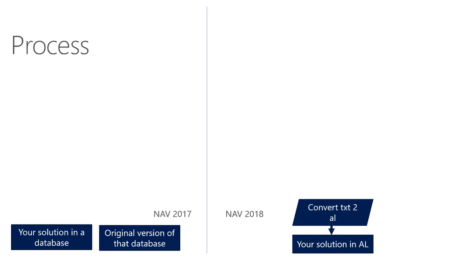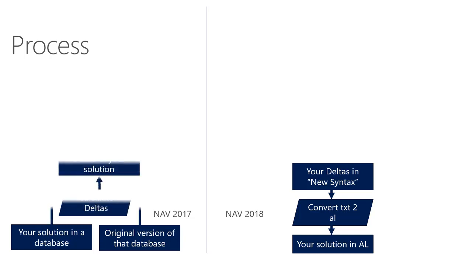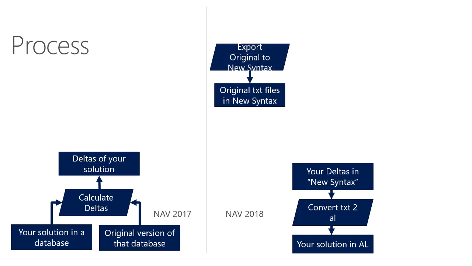So in order to get to the AL files, we have to convert the delta files in the new syntax to AL files. And in order for that to happen, we need to have those deltas. And so to get the deltas in the new syntax, we first have to calculate the deltas in the old syntax. So that's why we need the original version and your solution. Then we have the deltas.